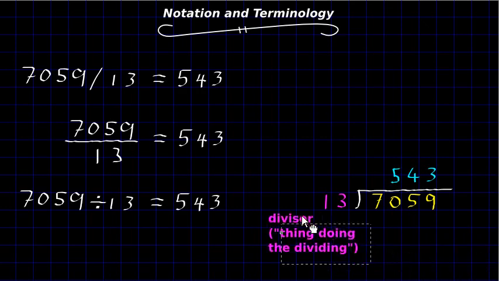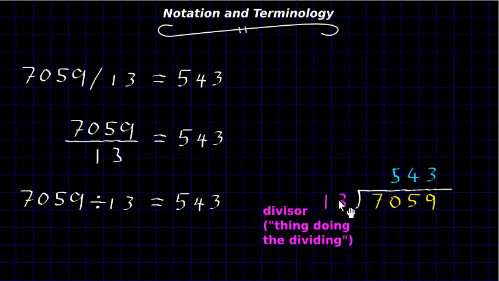One additional bit of terminology, this guy here is called the divisor. That's Latin for the thing doing the dividing. The answer up here is called the quotient. That's Latin for how many. That comes from the expression, how many times does 13 go into 7,059? And the answer is it goes in 543 times.